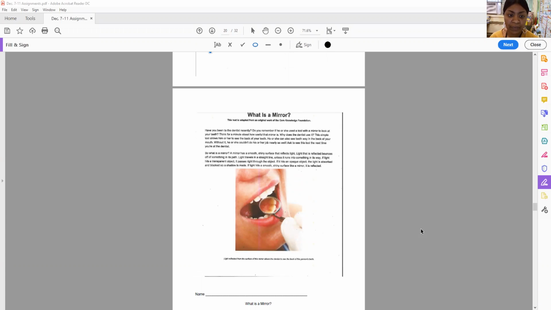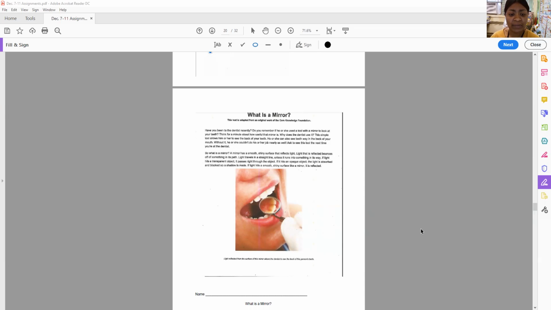What is a mirror? Have you been to the dentist recently? Do you remember if he or she used a tool with a mirror to look at your teeth? Think for a minute about how useful that mirror is. Why does the dentist use it? This simple tool allows him or her to see the back of your teeth. He or she can also see teeth way in the back of your mouth. Without it, he or she couldn't do his or her job nearly as well. Ask to see this tool the next time you're at the dentist.